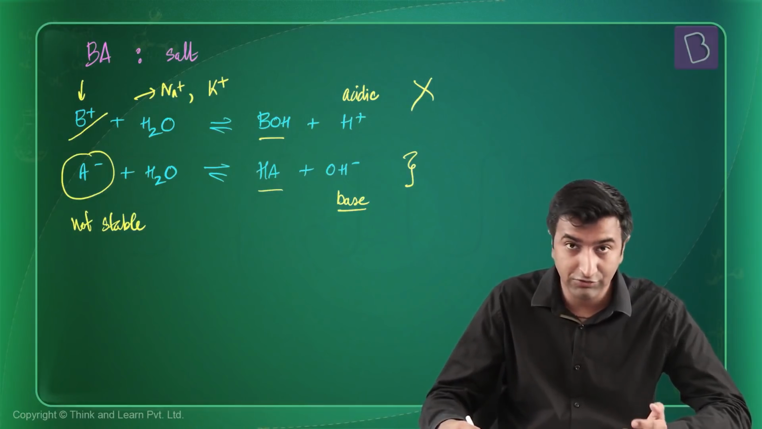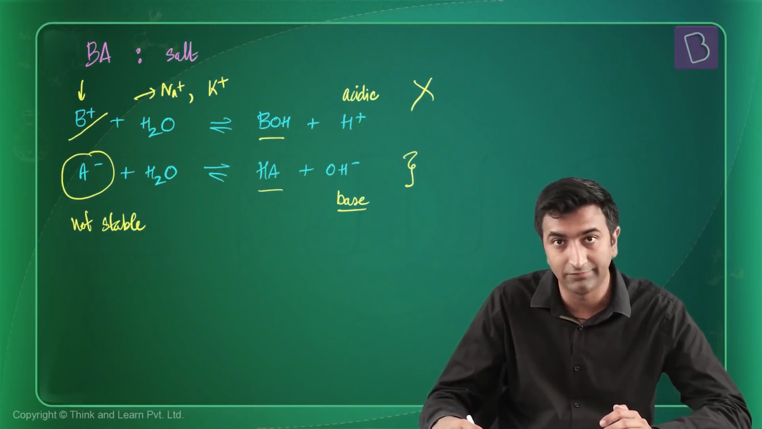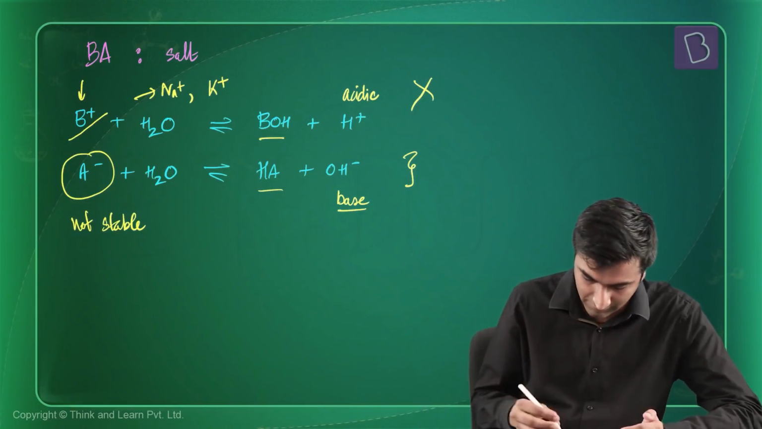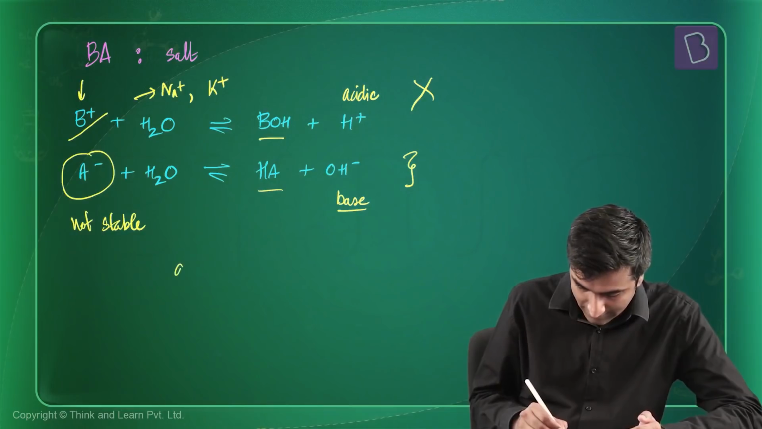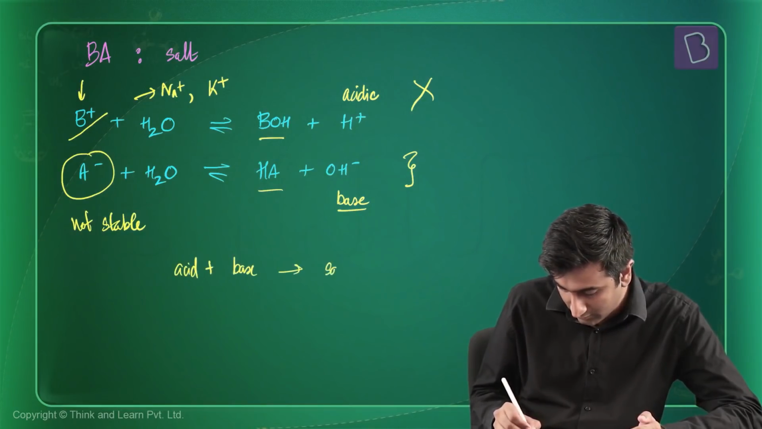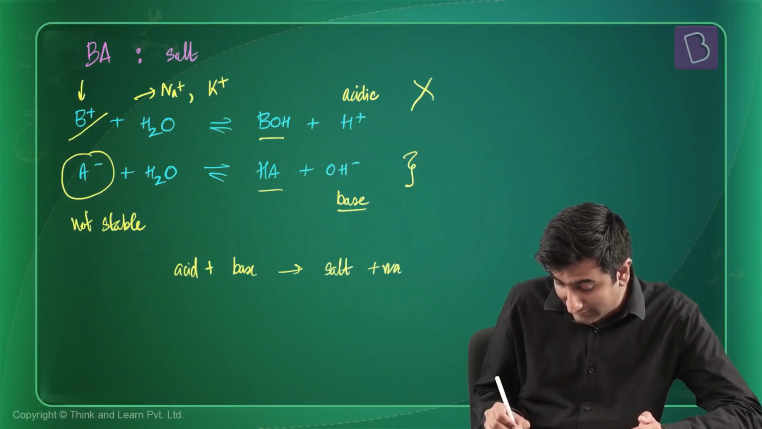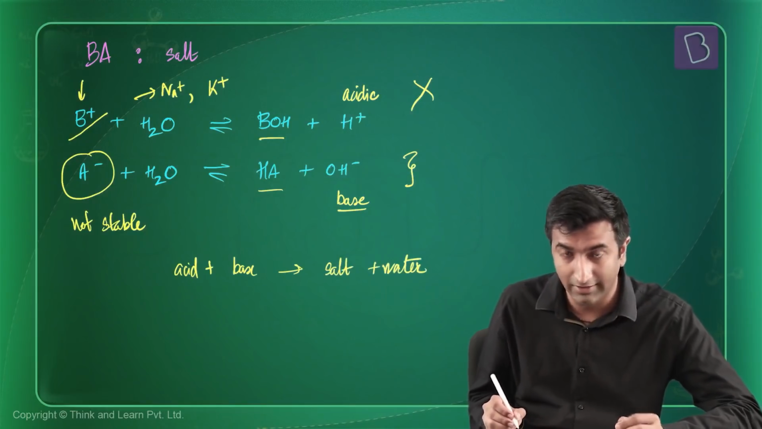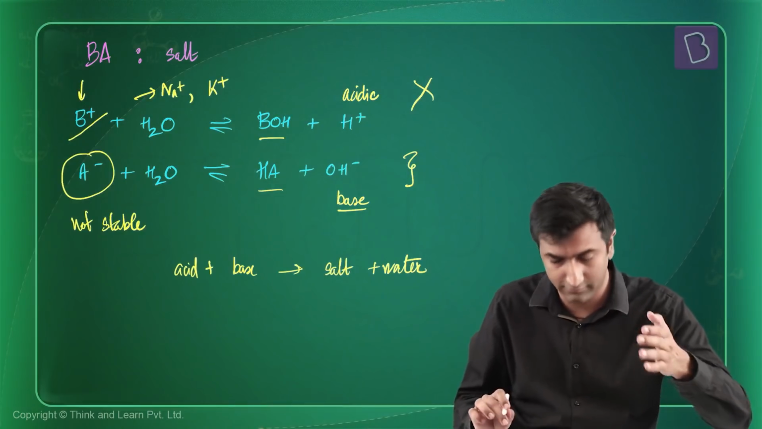So how is a salt formed? A salt is formed by the reaction of an acid and a base. You know this. Let me just quickly write that down: acid plus base gives you salt plus water. This is taking time because I'm explaining what we're doing here. Otherwise, the question itself, you could blaze through it.